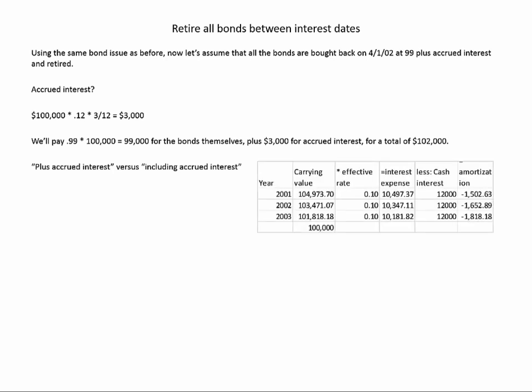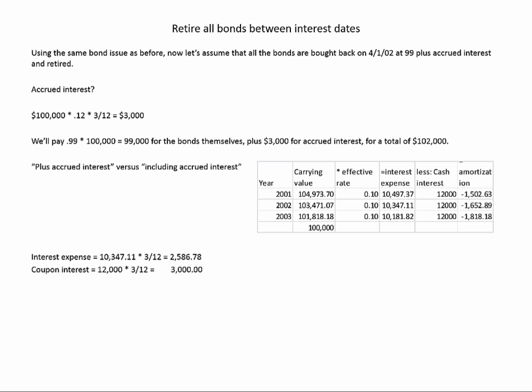Okay, so there's our amortization table again. We need to figure out how much interest needs to be recorded for January, February, and March, bringing interest up to date. Interest expense, again, is $10,347.11 for a full year. We want interest expense for January, February, and March, 3/12 of a year. So we take the full year amount, multiply by 3/12, and get $2,586.78.